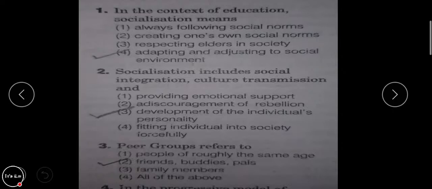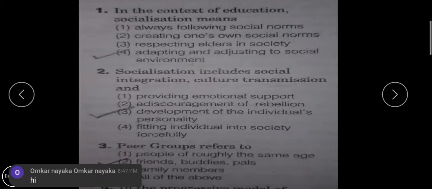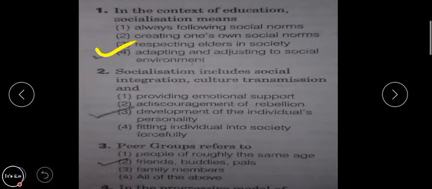Here is our first question. In the context of education, socialization means what? What is the meaning of socialization related to education? Now let's see our options. First, always following social norms. Second, creating one's own social norms. Third, respecting elders in society. Next, adopting and adjusting to the social environment. Our answer is the fourth one. Socialization means adapting and adjusting to the social environment.